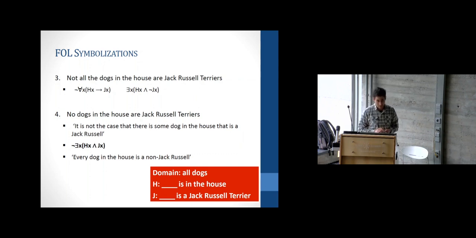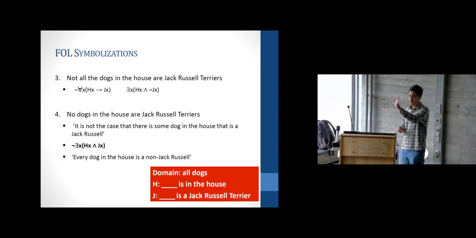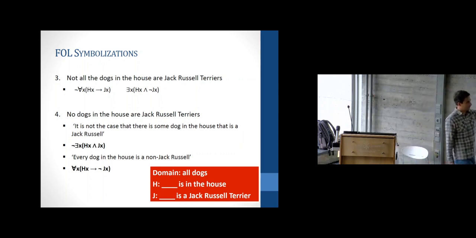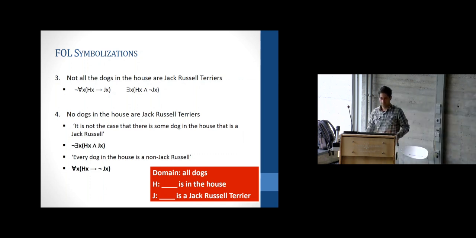But note that there's another way to say it in English. No dogs in the house are Jack Russell Terriers. Another way to say it is that every dog in the house is not a Jack Russell Terrier. So actually, this is also a universal statement. And you can say it like this: for all x, for any dog, if that dog is in the house, then it's not a Jack Russell Terrier. Okay? This has the same meaning as no dogs in the house are Jack Russell Terriers. And again, both of these ways are good ways to formalize no f's are g's.